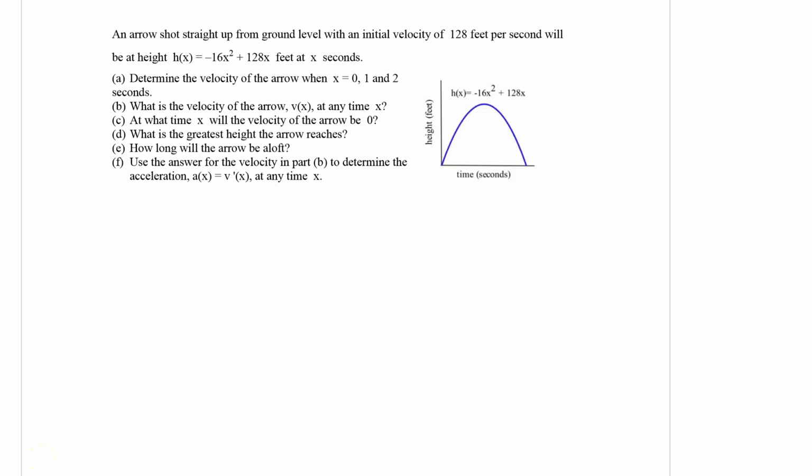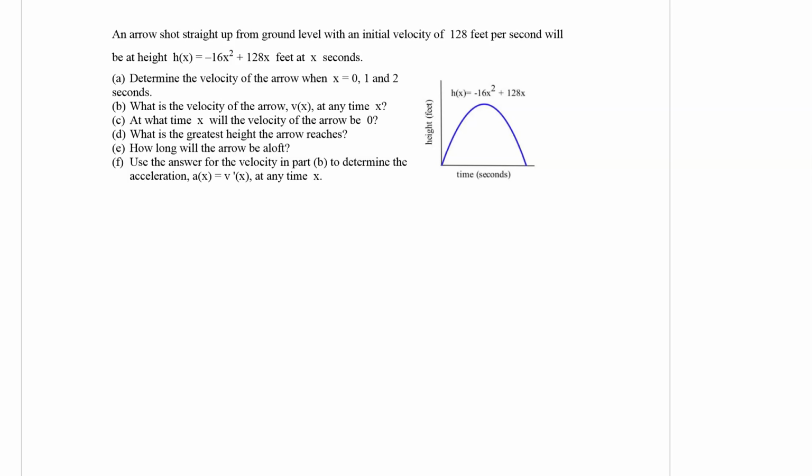Last example. An arrow shot straight up from the ground level with an initial velocity of 128 feet per second will be at a height of h of x equals negative 16x squared plus 128x feet at x seconds. A, determine the velocity of the arrow when x is equal to 0, 1, and 2 seconds. B, what is the velocity of the arrow at any time x? C, at what time x will the velocity of the arrow be 0? D, what is the greatest height the arrow reaches? E, how long will the arrow be aloft? F, use the answer for velocity in part B to determine the acceleration at any given time.